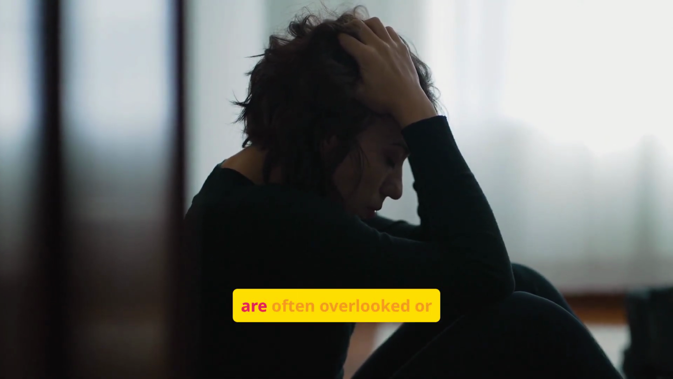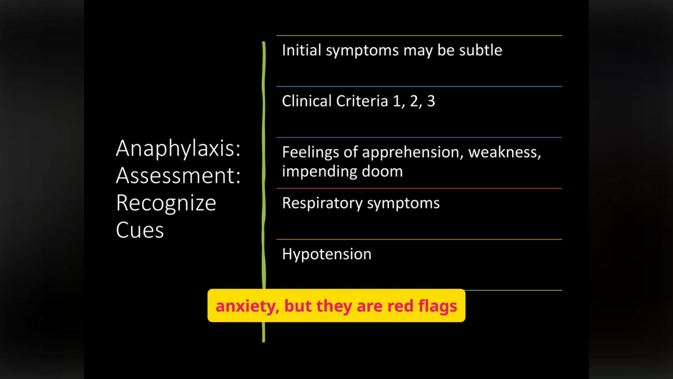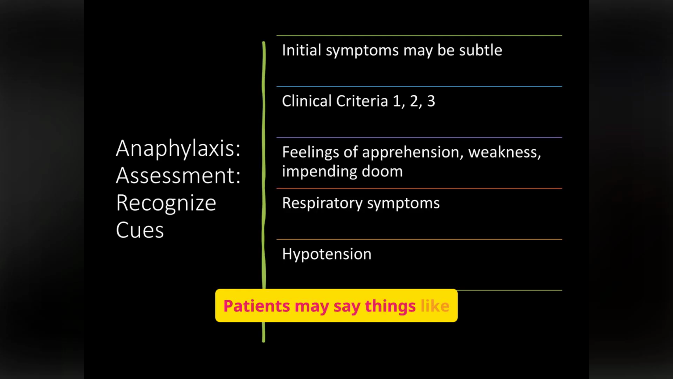These early signs are often overlooked or mistaken for anxiety, but they are red flags that a systemic reaction is starting. Patients may say things like, "I feel weird," or "something's wrong." As nurses, we need to trust those gut feelings and perform quick, head-to-toe assessments.